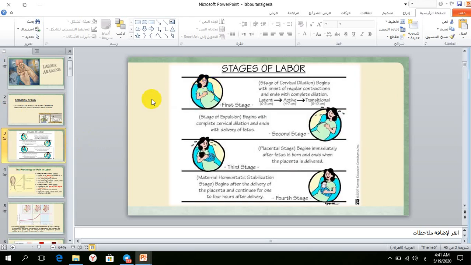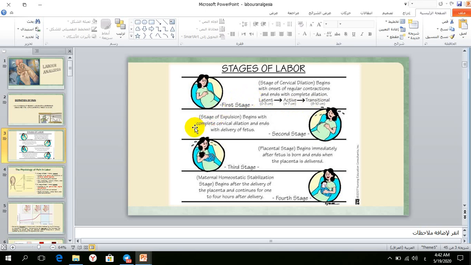Stages of labor. The first stage, the stage of cervical dilatation, begins with the onset of regular contractions and ends with complete dilatation. Latent phase 0 to 3 cm, active phase 4 to 7 cm, and transitional phase 8 to 10 cm. This means the first stage constitutes from the latent phase to the transitional phase, which ends with 10 cm dilatation.